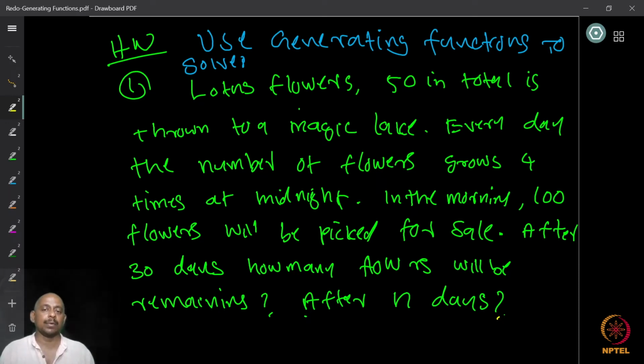Now after 30 days, how many flowers will be there in the lake, right? And how many will be there after n days in general. So try to find the recursion formula, right, and solve it using the method of generative functions.